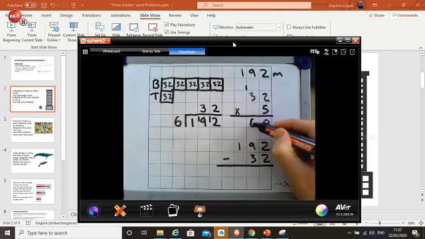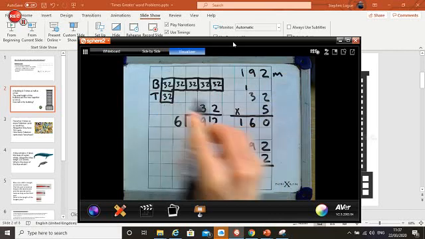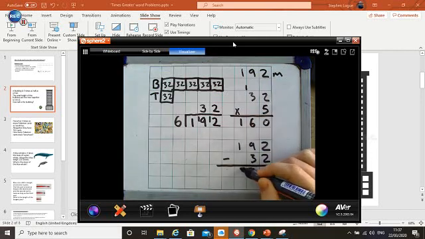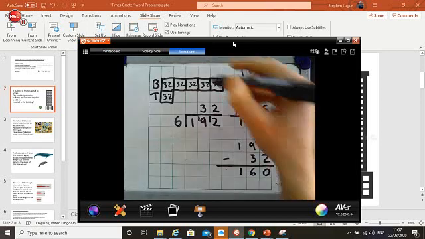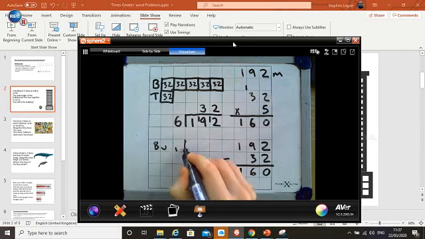Did you get that one right? Well done if you did. Let's move on to question number 2. Fiona has 3 times as many Pokemon cards as Sarah has. Altogether, they have 792 cards. How many Pokemon cards does Fiona have?